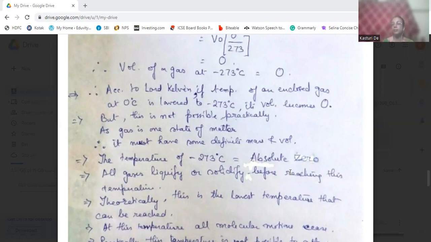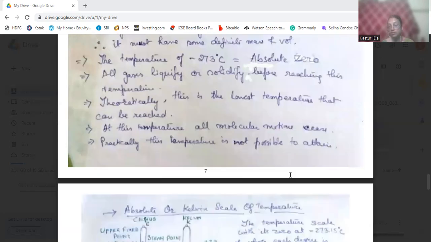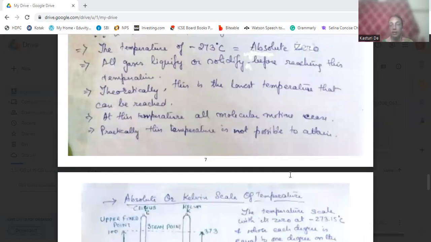Okay, so the temperature at minus 273 degrees centigrade is known as absolute zero. All gases will liquefy or solidify before reaching this temperature. Before reaching this absolute zero or minus 273 degrees centigrade, all gases will either liquefy or solidify. Theoretically, this is the lowest temperature that a gas can reach, but practically it is not possible. At this temperature, all the molecules do not have any motion. All the molecular motion ceases. Practically, this temperature cannot be attained.